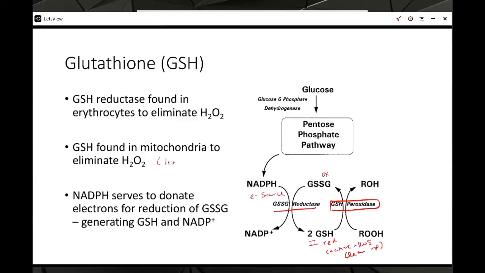And remember that levels of iron can be high in the matrix, and hydrogen peroxide with iron is what allows for Fenton chemistry, and Fenton chemistry is what produces the hydroxyl radical, which is deadly. So it's important that this enzyme be able to function and to target that hydrogen peroxide.